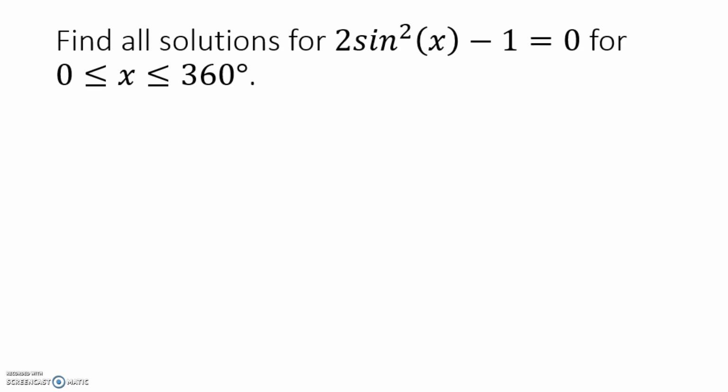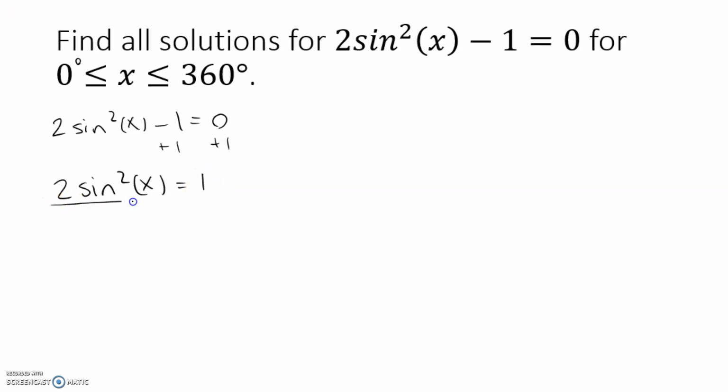Okay, if we find all the solutions for 2 sine squared x minus 1 is equal to 0, and now we are actually in an interval. X is going to be between 0 degrees and 360 degrees. Okay, so we're going to have 2 sine squared of x minus 1 is equal to 0. First thing I'm going to do is add 1 to both sides because I'm trying to solve for just sine. So 2 sine squared of x is equal to positive 1.